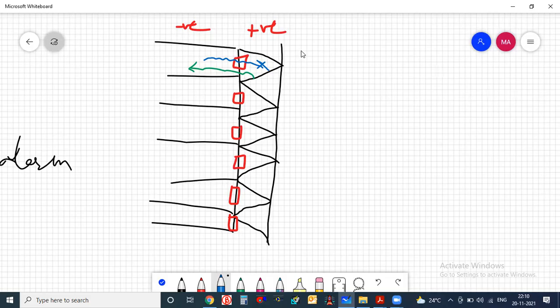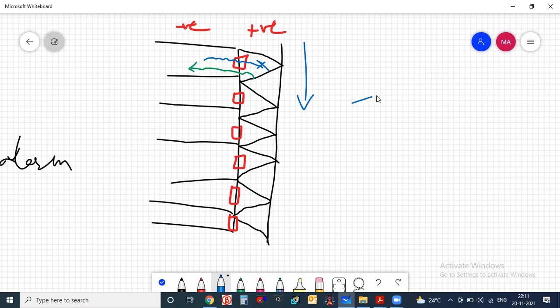Just take the example of ICU, operation theater. What happens in the operation theater? If you open the main door where the patient is being operated, whatever air is entrapped in that room will come out. But outside air will not enter that particular room. That is why it is called a positive area or positive pressure.